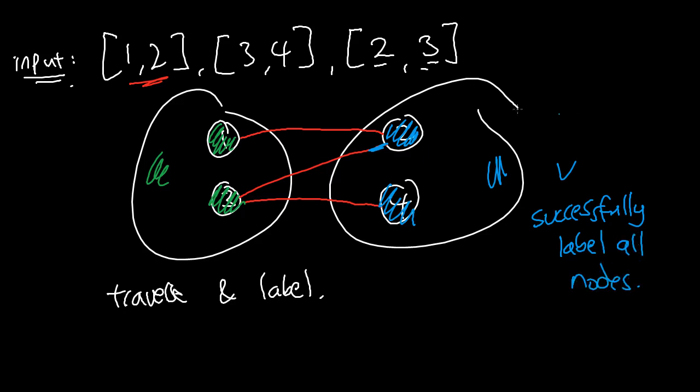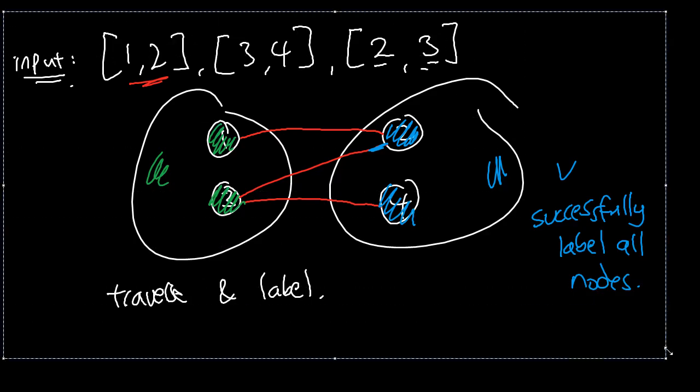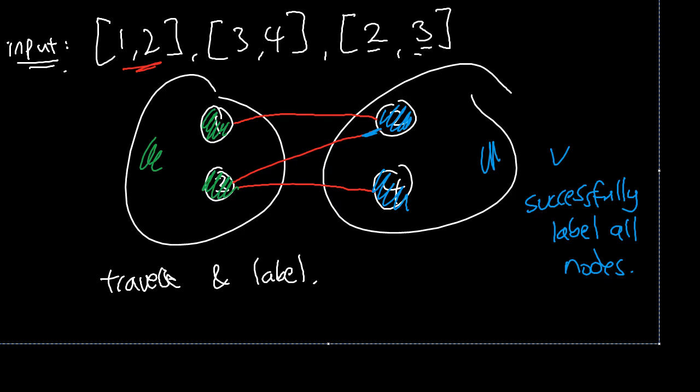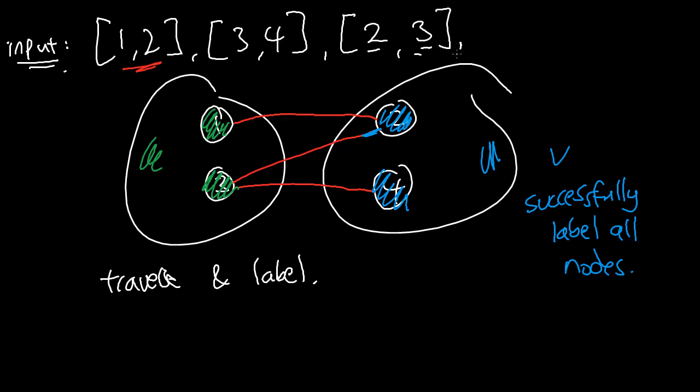Okay, so let's see an example where it's not successful. Let me just copy this down. And then all we'll do here is add in another case. So let's add in, for example, 1 dislikes 3. So that means we've actually added in an edge right here.